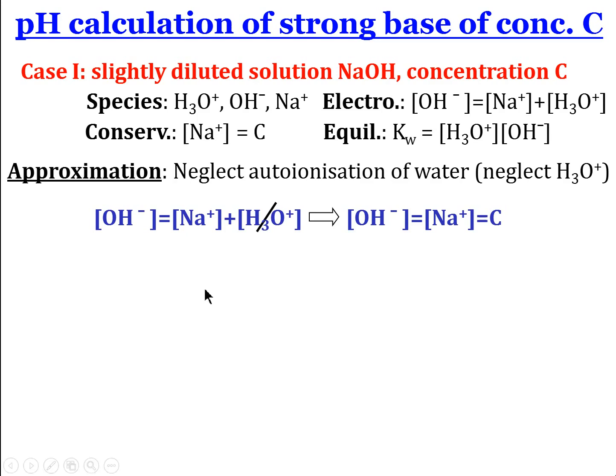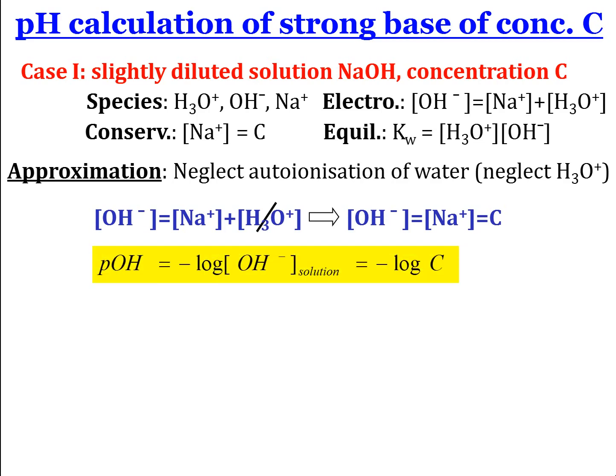When we have a base, it's better to calculate the pOH. So pOH equal minus log OH minus in the solution equal minus log C equal pC. And since we have a relation between pOH and pH, pH plus pOH equal pKw, so pH equal pKw minus pOH, so pH equal pKw plus log C.